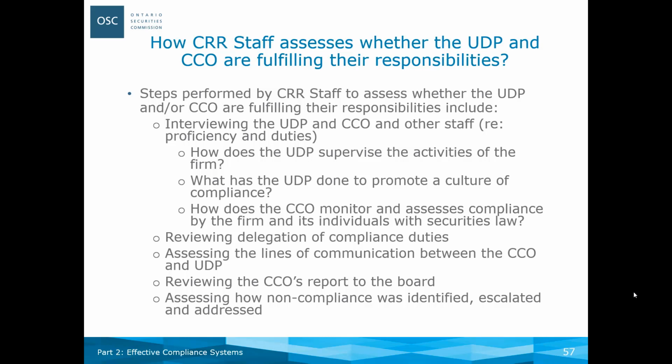So as mentioned, when we assess the overall adequacy of a firm's compliance system, we also assess whether the UDP and CCO are fulfilling their responsibilities. This is particularly important as we have often seen that inadequate compliance systems may stem from a CCO or UDP not adequately performing his or her responsibilities. This slide lists examples of steps that we may perform when assessing whether the UDP and CCO have fulfilled their responsibilities. So we will interview the UDP and CCO and other staff. This assists us in understanding the respective individual's proficiency and compliance-related duties.